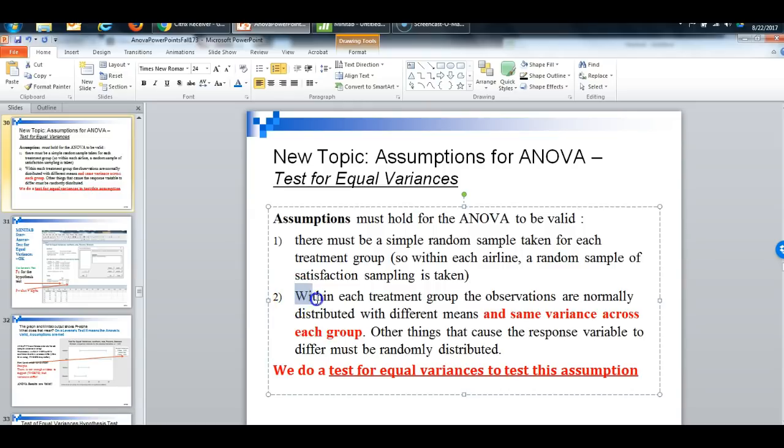And then within each treatment group, say within each airline, the observations are normally distributed with different means but the same variances. We can't have one airline with a huge variance of their outcome measures and one with really tight variance, because then we could be confusing the between group versus within group. Kind of makes sense? That's why I was just talking about that a minute ago. So within each treatment group, we have to have the same variances in order for the ANOVA results to be valid. How do we test this? We do a test for equal variances with this assumption.